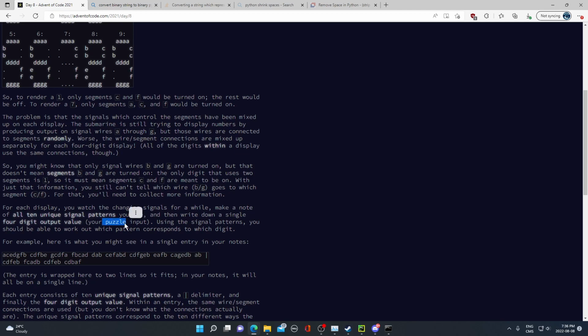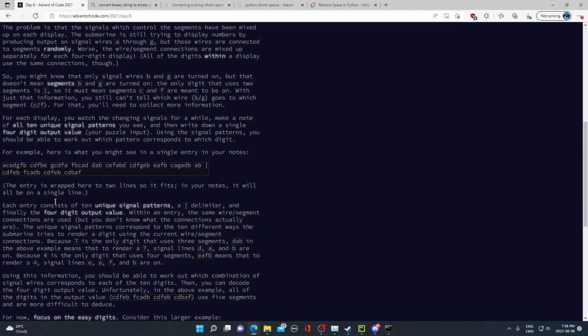What? Oh, you solve this on your own, and then you use this. You get the 4-digit output, which is your puzzle input, and then you use that to solve something else. Using the signal patterns, you should be able to work out which pattern corresponds to which digit. For example, here's what you might see in a single entry in your notes. The entry is wrapped here to 2 lines so it fits. In your notes, it will be all on a single line. Each entry consists of 10 unique signal patterns, a delimiter, and finally the 4-digit output value. This is on the right of the delimiter.